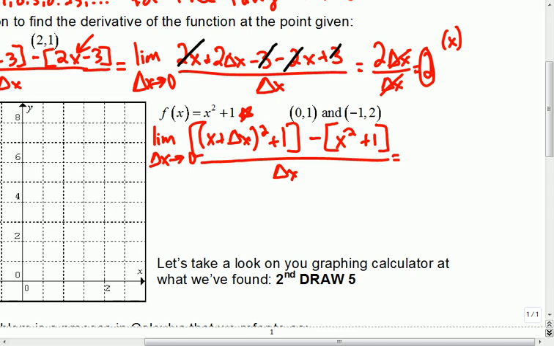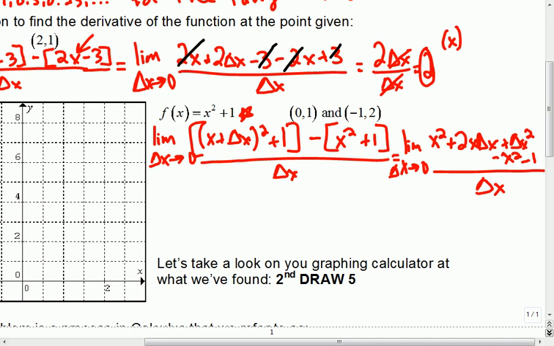Okay, so now if I expand this out a bit, I'll have the limit as delta x goes to 0. And this piece up here, if I expand it out, is going to be x squared plus 2x delta x plus delta x squared, plus 1, take away x squared, take away 1. And that's all going to be over delta x. So if I collected my like terms up, x squareds would go away, and the 1s would go away.